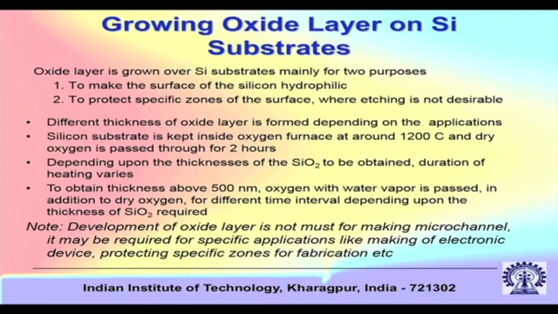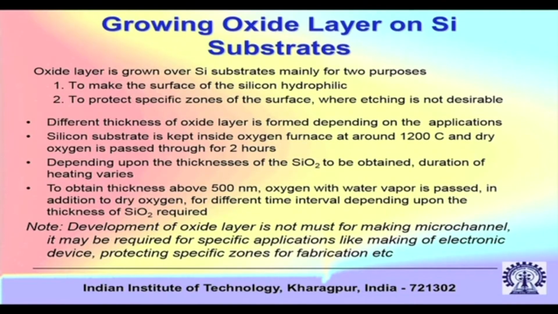There are two particular reasons why an oxide layer is grown on silicon substrates, and if these reasons are not important for your purpose, you need not use the oxide layer. One is to make the surface of the silicon hydrophilic, and the second is to protect specific zones of the surface where etching is not wanted.